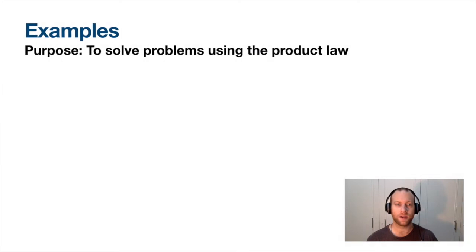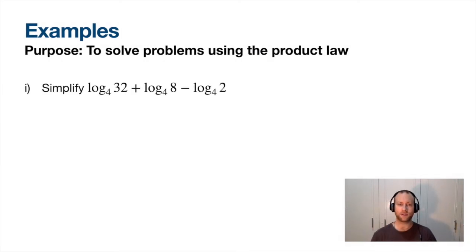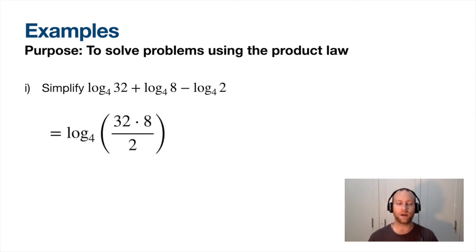I know this is a lot of practice problems, but I want to make sure you can see this a lot. Simplify. Again, to simplify, let's combine all these in one. Notice I can't simplify anything yet, because 4 to the power of nothing gives you 32, and 4 to the power of nothing gives you 8, except it's a decimal. Combine them all into one log. Simplify in the bracket.